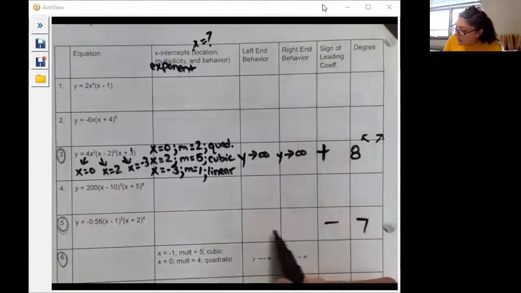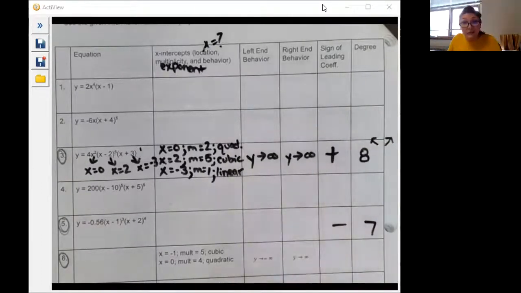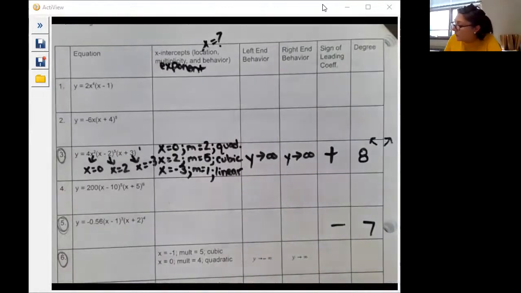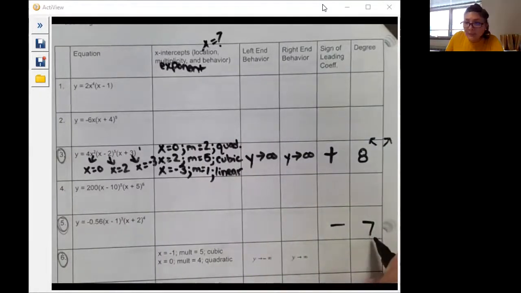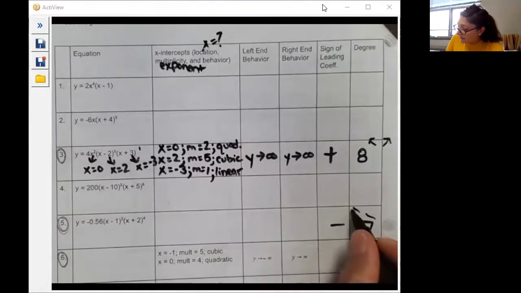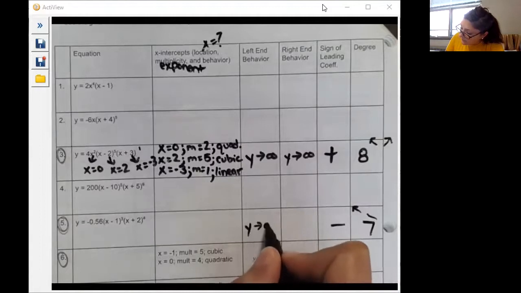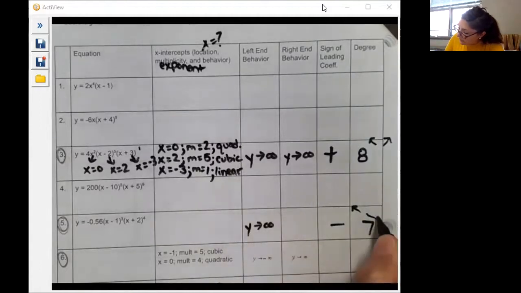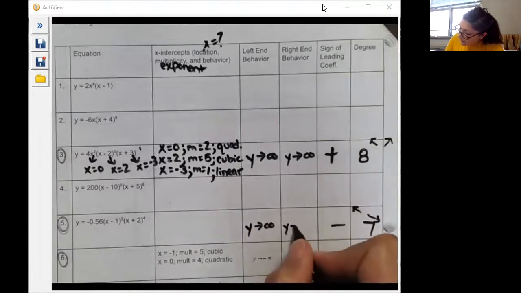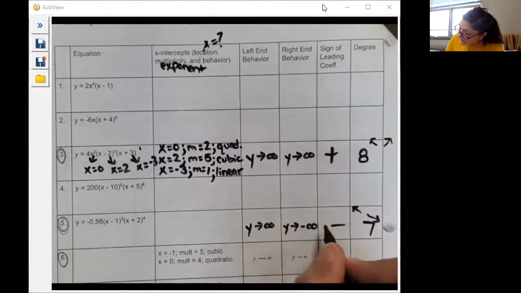The next thing I'm going to work on is end behavior. That was the next thing that we talked about in class. So remember, odd degree, they go opposite. Odds go opposite. Since it's negative, I know I'm going to have this general downward trend from left to right. So the arrow on the left is going to be pointing up. So for my left end behavior, y approaches infinity. The arrow on the right is going to be pointing down. So that would be y approaches negative infinity.